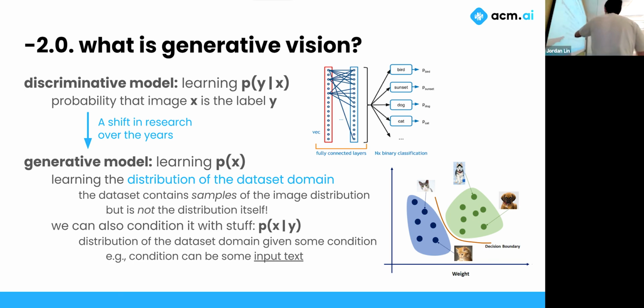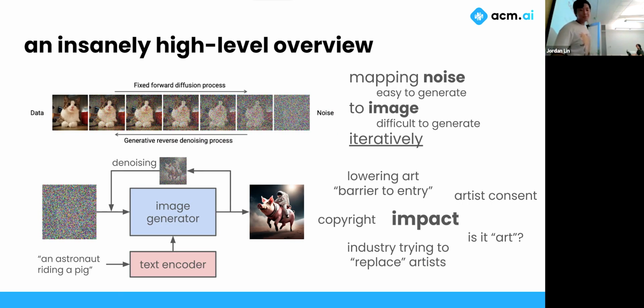And we can also condition this distribution on things. For example, what is the distribution of images given that the text prompt is, an astronaut riding a pig, right? So you can see how, if we give it this specific prompt, the distribution of output images, the total space of what images this model can generate, is a little bit different.